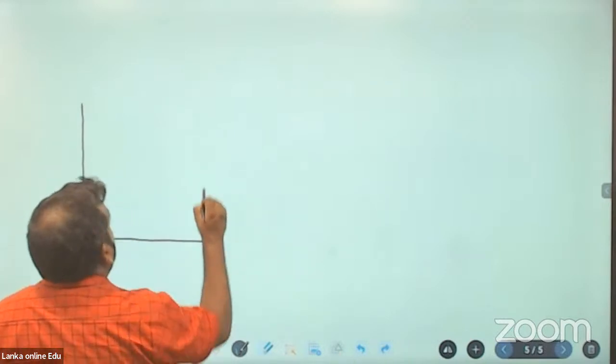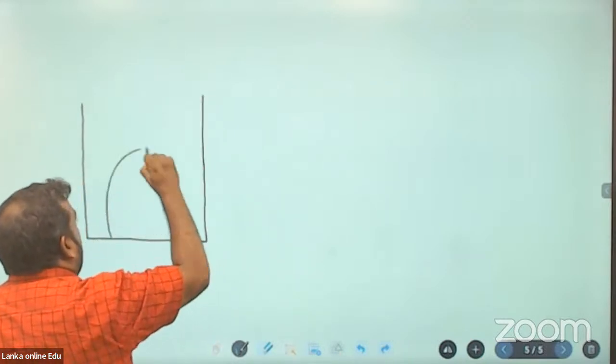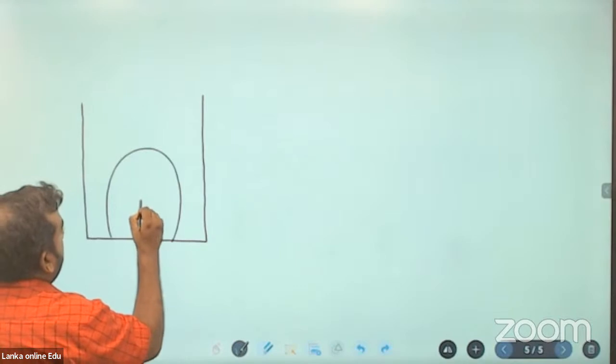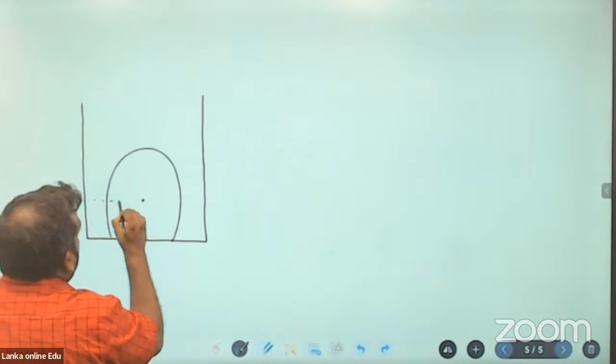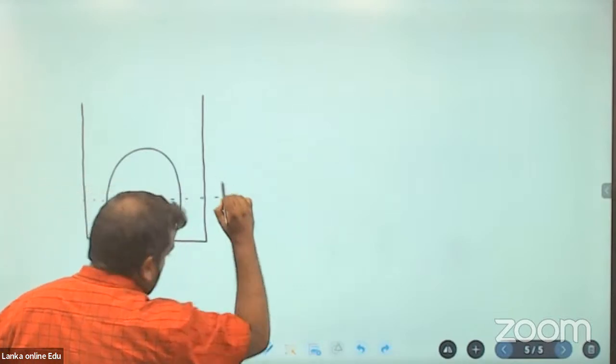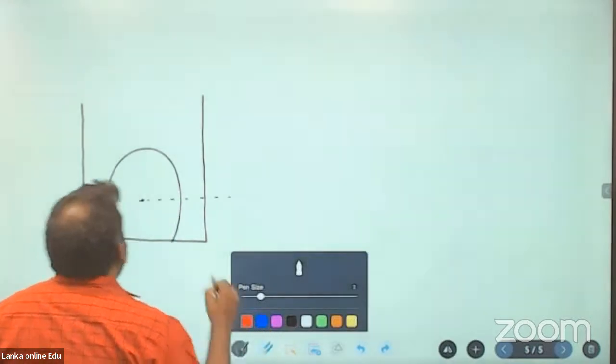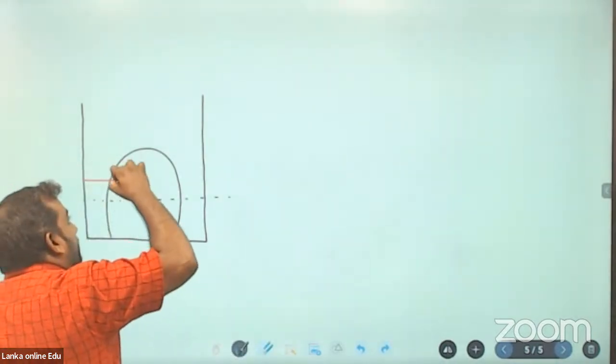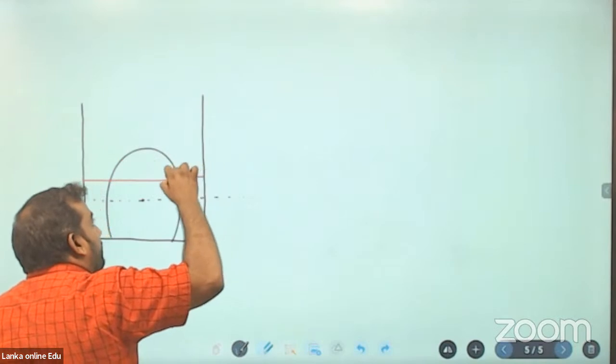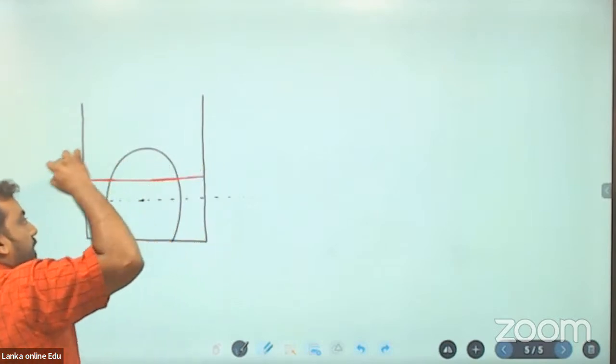Now, truncated bottom, half level. Now let's say the water level is slightly above. Slightly above.